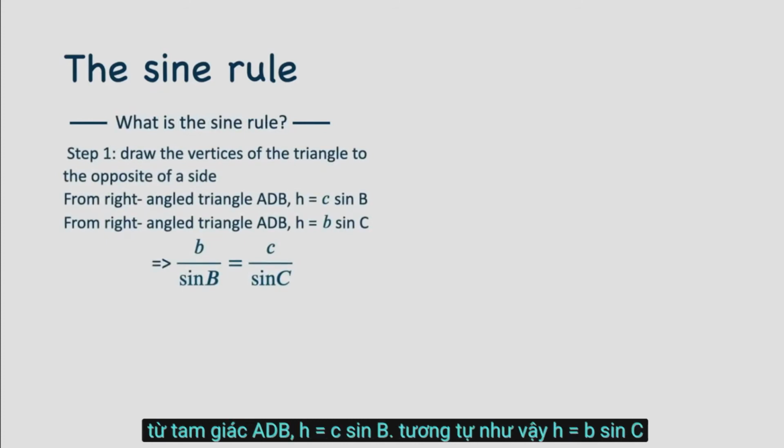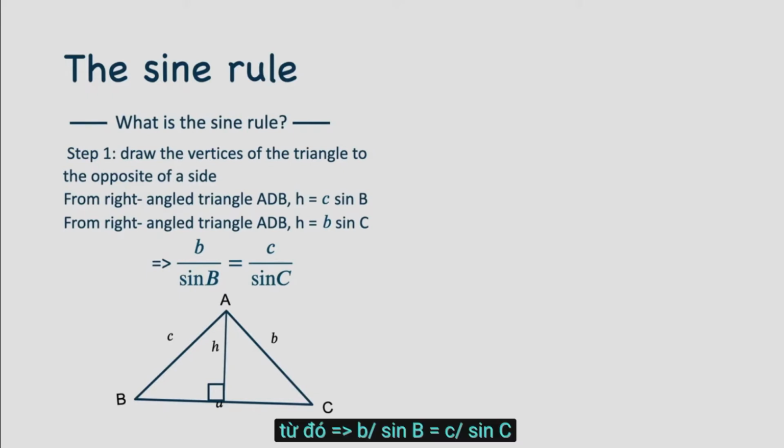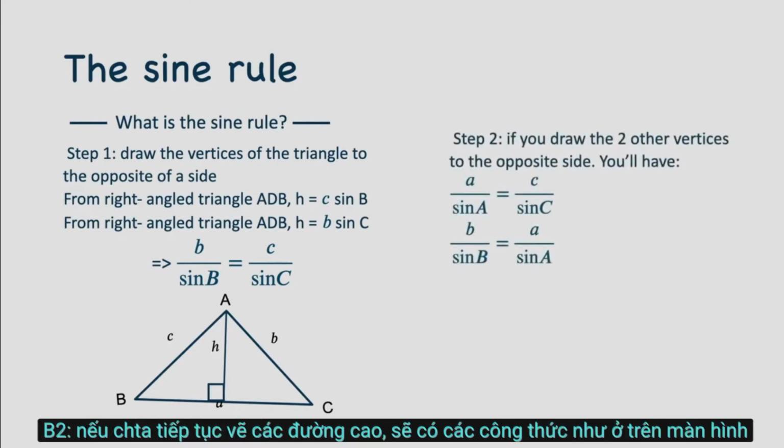From right angle triangle ADB, h equals c sine B. From right angle triangle ADC, h equals b sine C. Therefore, we have b over sine B is equal to c over sine C. Step 2. If you draw the two other vertices to the opposite side, you'll have a over sine A equals c over sine C, and b over sine B equals a over sine A.